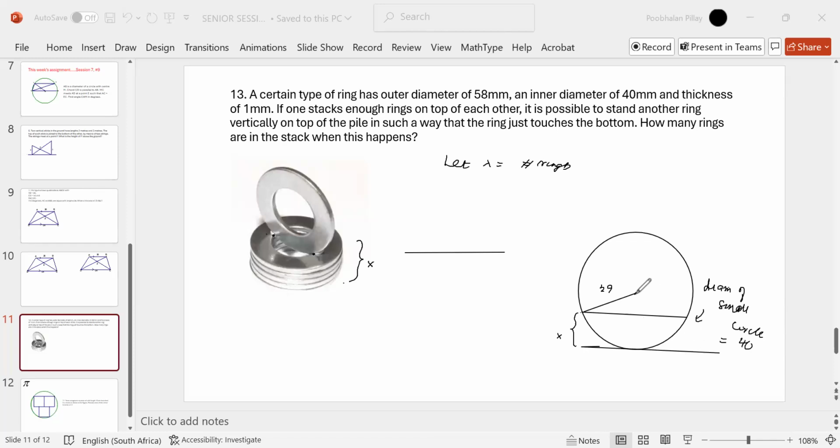Now, another thing is that when you join this to this point here, this becomes a tangent to the circle. And I think you should know that when you join the center of a circle to the point of contact of a tangent, it's perpendicular, it's 90 degrees. So when I join the center of the circle to this point of contact, I'm going to get 90 degrees.